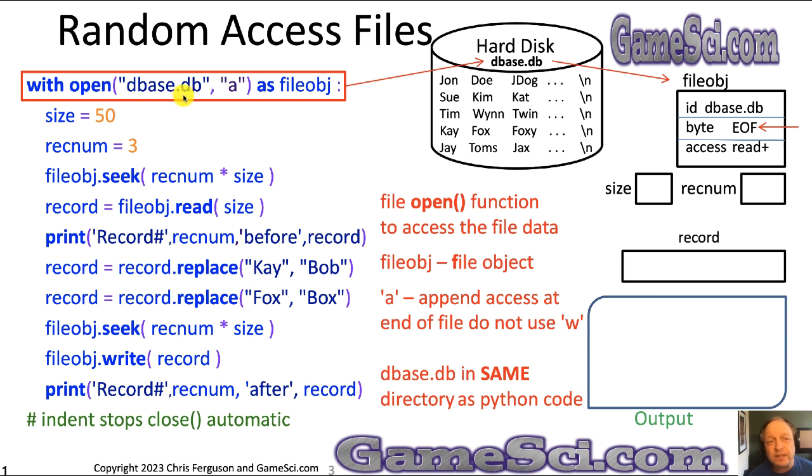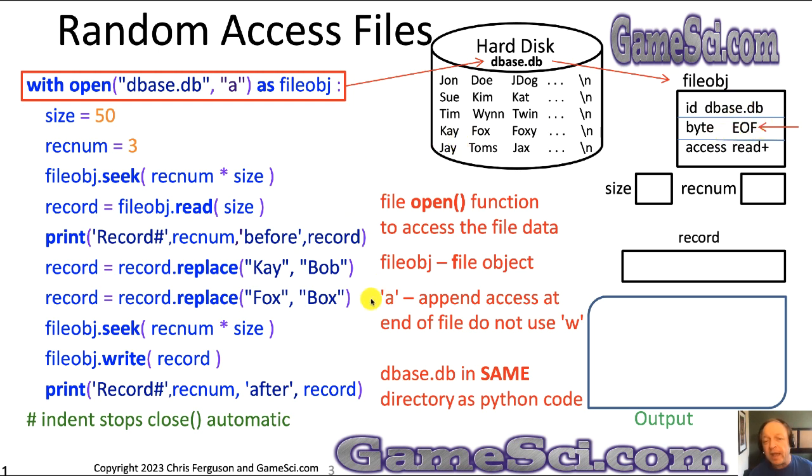With open dbase.db in append mode as file object, I'm going to open this file on the disk drive and create a file object to track where I am in the file. The file open function accesses the file data. The file object, again, is tracking what I'm doing in the file plus where I'm currently located in the file.